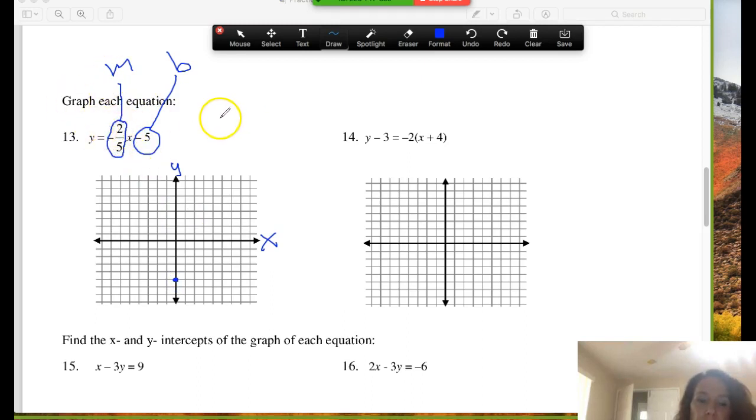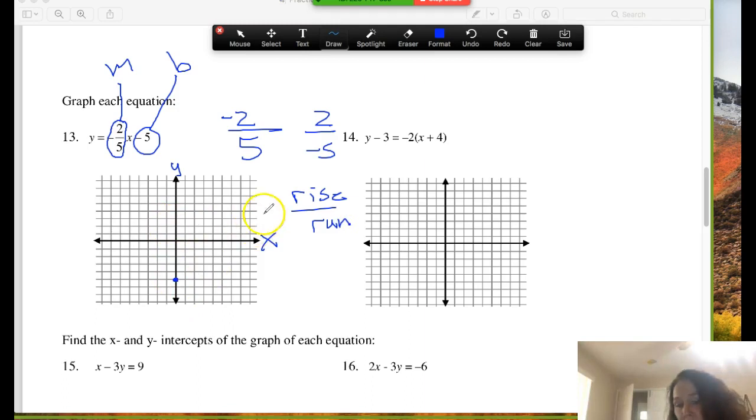My slope is -2/5. So what that means is you could have -2 over 5, or you could have 2 over -5. These are equivalent. So pick. If I have -2 over 5, remember I normally rise over run. That means rise up, run to the right. But if I have a negative, I say fall and then run. So you're going to fall 2, 1, 2, and run to the right 5. 1, 2, 3, 4, 5.